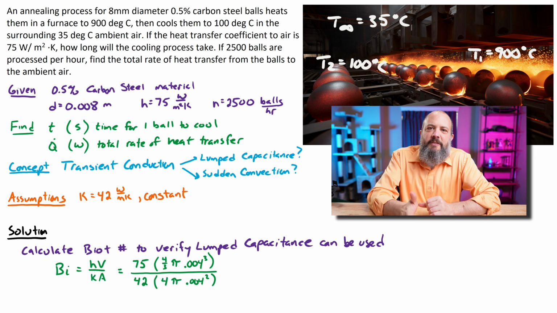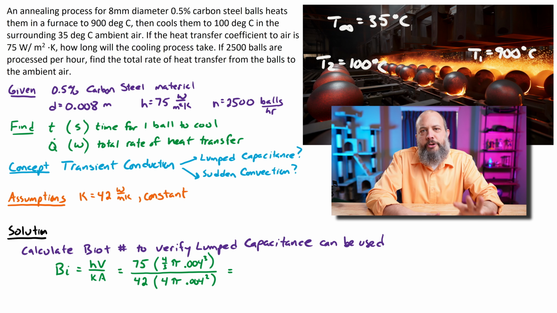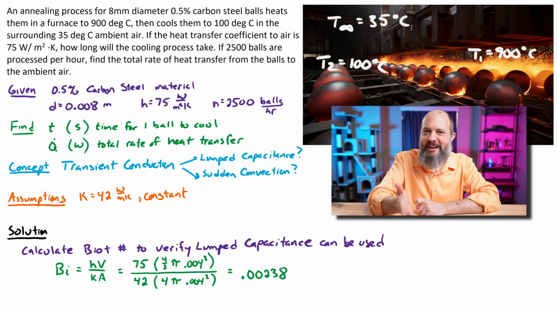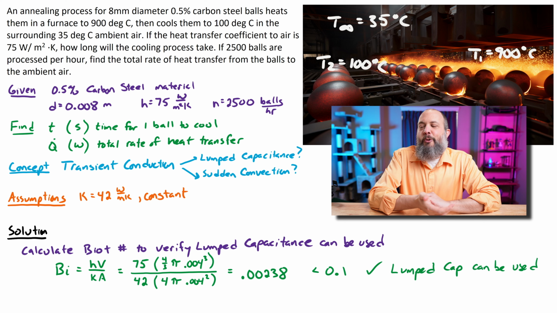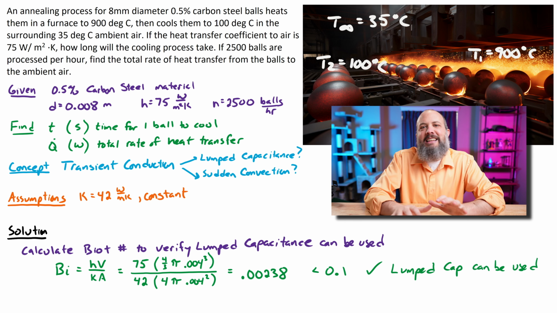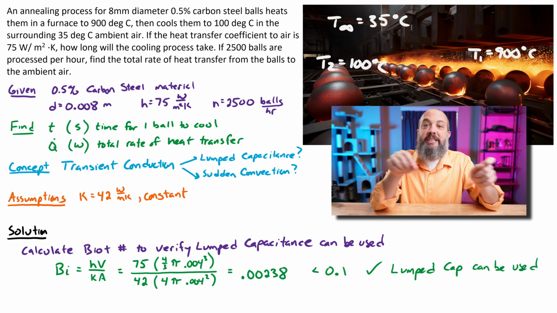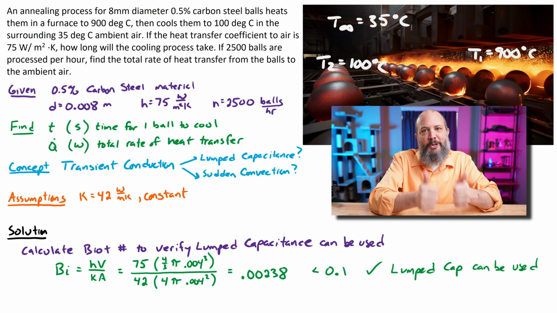So we're plugging in volume of a sphere, 4/3 pi r cubed, and surface area of a sphere, 4 pi r squared, and we get 0.00238. And at this point, you should be fist pumping because we're less than 0.1, which means that we can assume lumped capacitance. We can use the lumped heat capacity method, which means that we're assuming that the center of the sphere and the outer surface of the sphere are the same temperature. And that's your easiest possible case, so this is really good news.